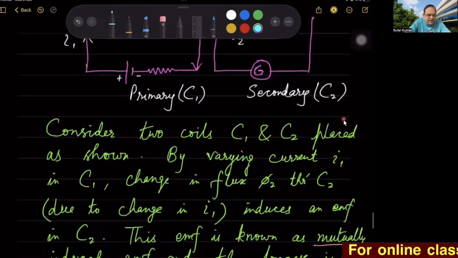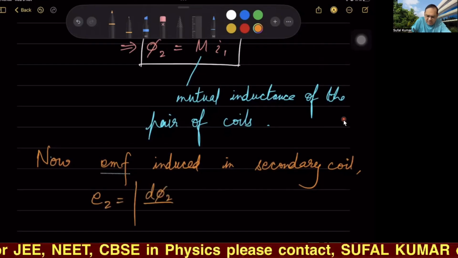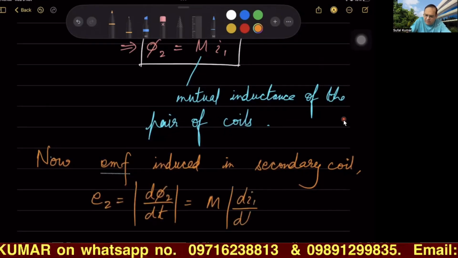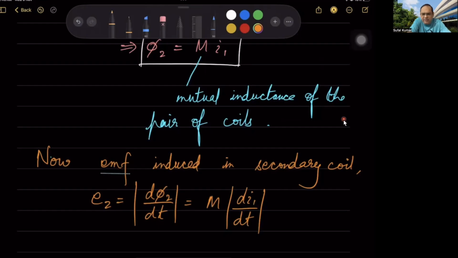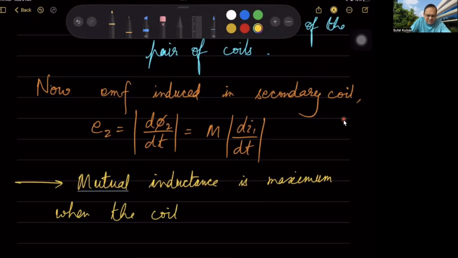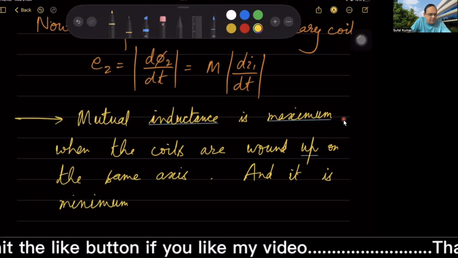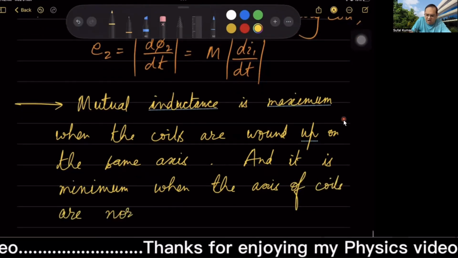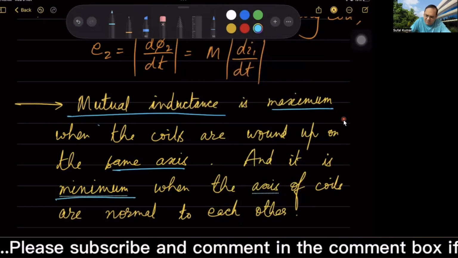Now the EMF induced in the secondary coil, E2 is equal to minus d phi2 by dt, which is minus M di1 upon dt. Point to be noted: where notation 2 is used and where 1 is used. Mutual inductance is maximum when the coils are wound on the same axis, and it is minimum when the axes of the coils are normal to each other. Maximum when on the same axis, minimum when normal.